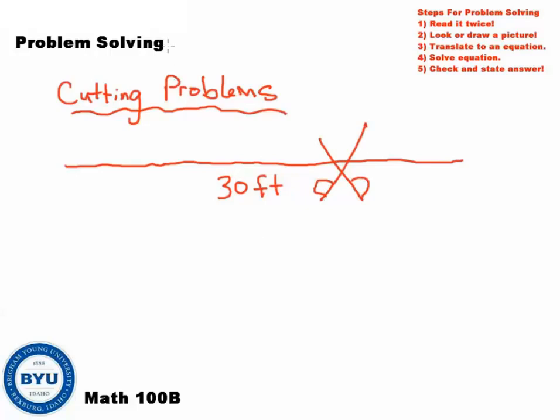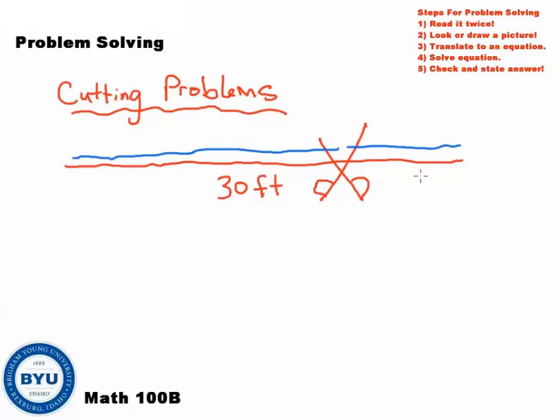And when we cut that, we want one side to be 8 feet longer than the other. So here's one side. And we want this side to be 8 feet longer. So we have one side and then another side that's 8 feet longer than the other. So when setting up this problem, again, it's always good to read it twice and then also to look at or draw a picture. So I've drawn the picture here.